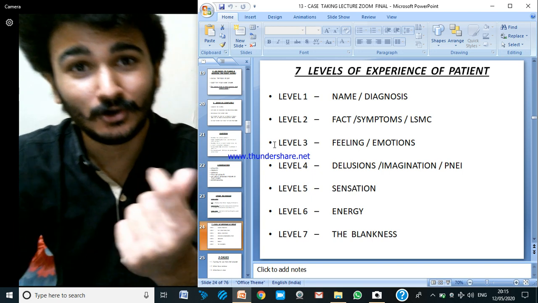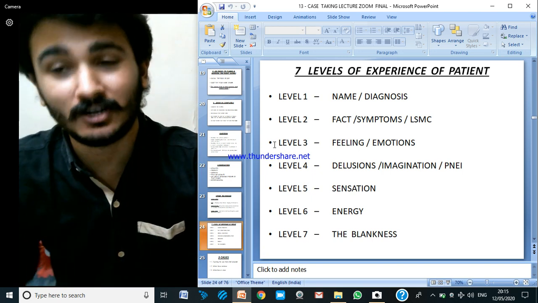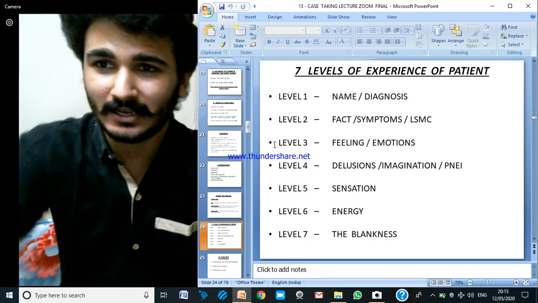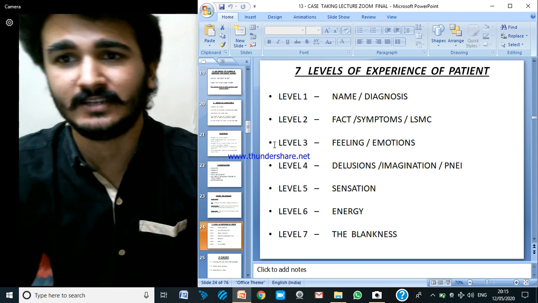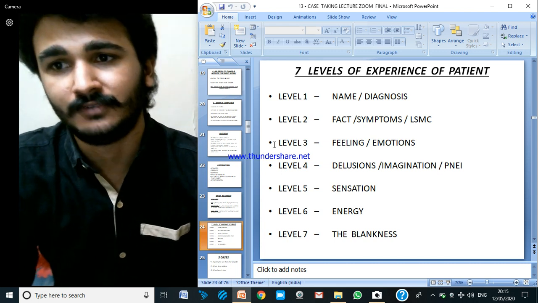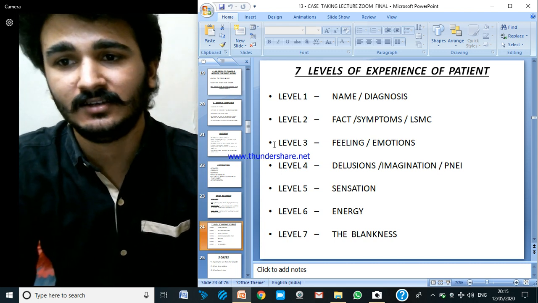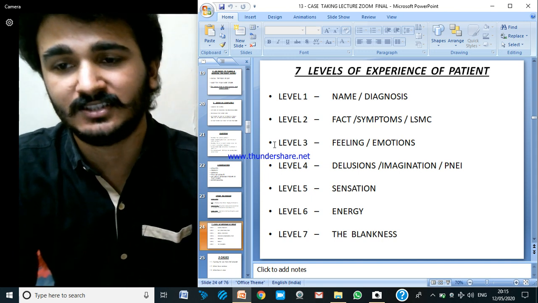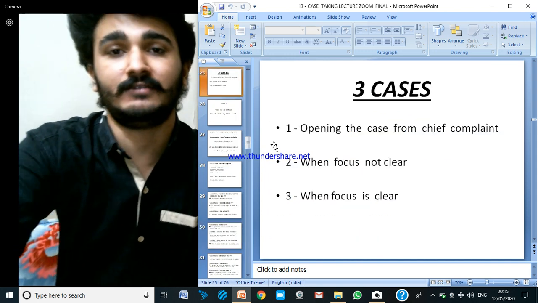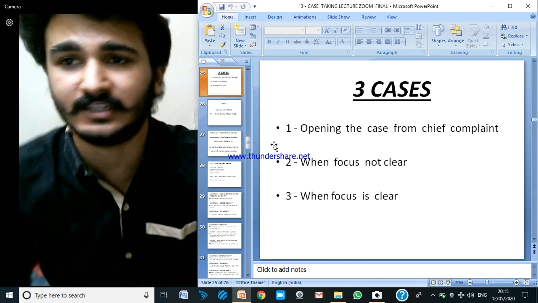That is when you know what is the issue about the patient. What is the issue? So the levels of experience: the name, that is level 1, fact, symptom, feeling level, the imaginary level, delusion level, sensation, the energy and the blankness. You have to see which level. According to this, we can also decide the potencies.